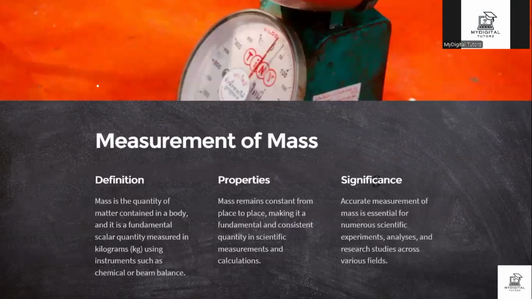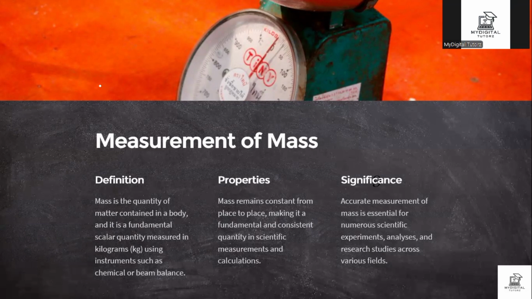Starting with measurement of mass. Mass is said to be the quantity of matter contained in a body. It is a fundamental scalar quantity. What is a scalar quantity? Those quantities that have magnitude, that is size, but no direction, while vector quantities are those that have both magnitude and direction.